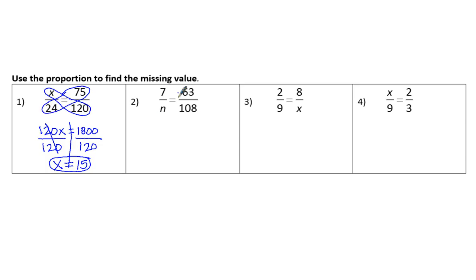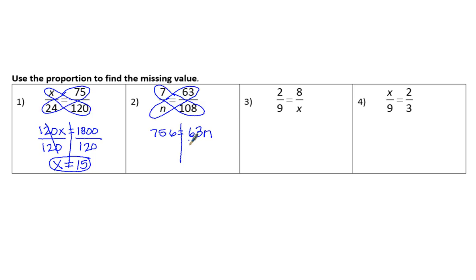Number 2, same idea. We're going to start by cross multiplying. So we say 7 times 108, and that's going to get us 756. Our equal sign comes down, and then we have n times 63. So we can just rewrite that as 63n. That's 63 times n. So right now we're trying to find n.